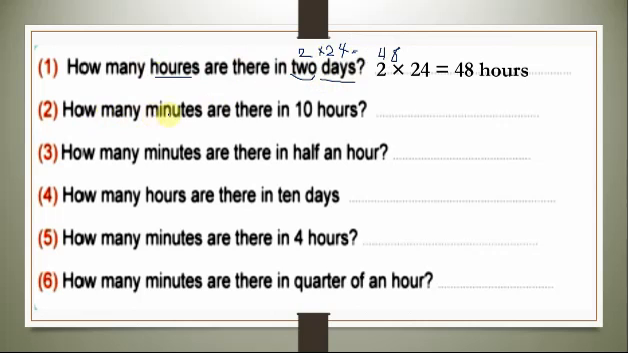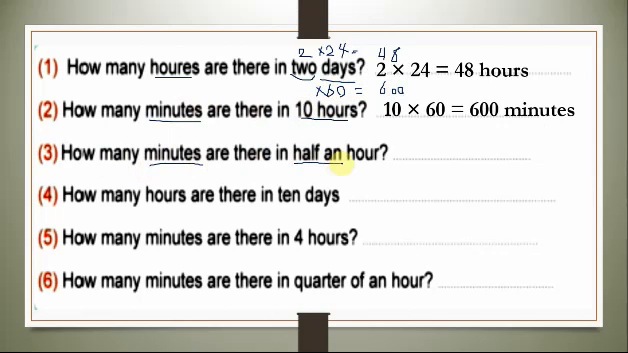The next question. How many minutes are there in 10 hours? Minutes and hours. The relation between hours and minutes is 60. Multiply by 60. Okay, so 10 times 60, we have 2 zeros. I will put them here. Then 1 multiply 6 equals 6. So how many minutes are there in 10 hours? 600 minutes.